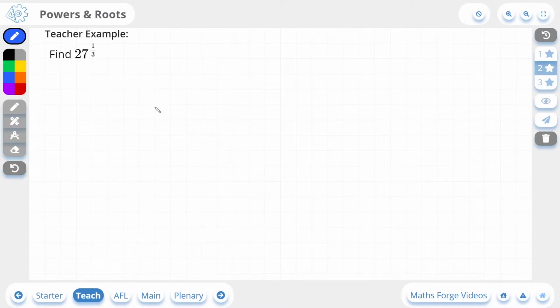Now we'll do a 3-star example. Here we're being asked to find 27 to the power of a third. So something you should understand about powers that are fractions is that the numerator, the top number of the fraction that's a power, is just a regular power. It's 27 to the power of 1. And the denominator of the fraction, the bottom number in the fraction, is the root. So this 3 will act as the cubed root of 27. It doesn't matter which number goes first, whether it's the power or the root, whichever's easier for you.